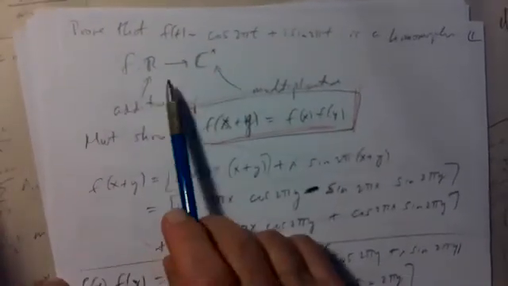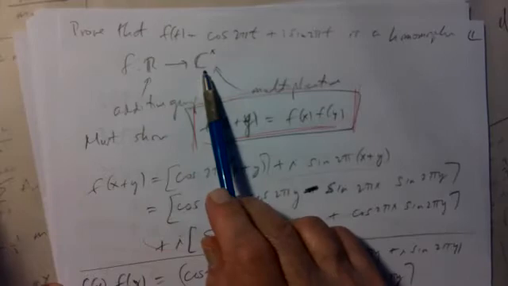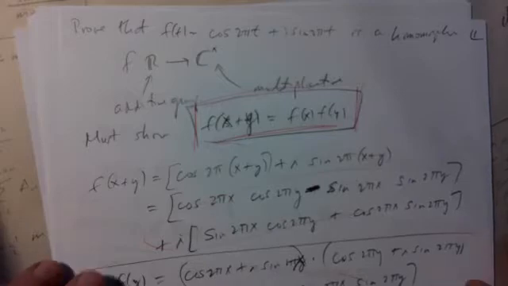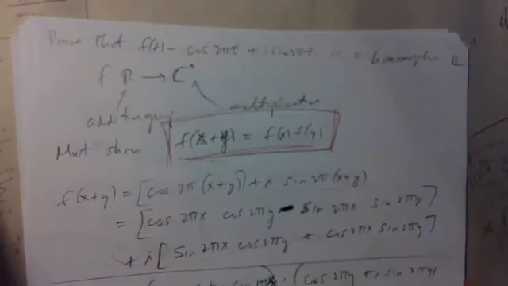So, yeah. So we have a group homomorphism. It's a homomorphism from the additive group of real numbers to the multiplicative group of non-zero complex numbers. Okay. Any questions about this? This is just a little calculation.